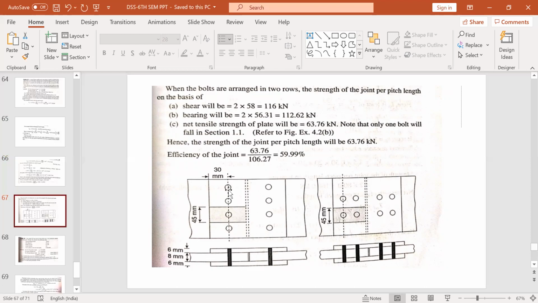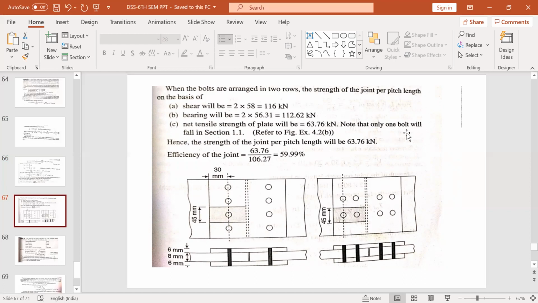Because there was only one line of rivet per pitch length. The strength that you found was only for one line of rivet. Now you are providing two lines of rivet, so obviously the shear will be 2 into 58. Bearing will also be twice, because the bearing strength was calculated per pitch length and now you are providing two lines. So 2 into 56.1. The tensile strength will remain the same.